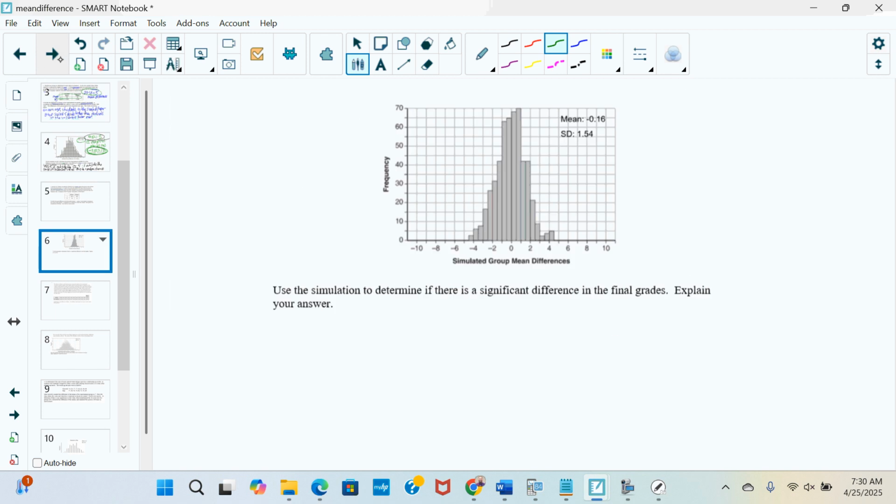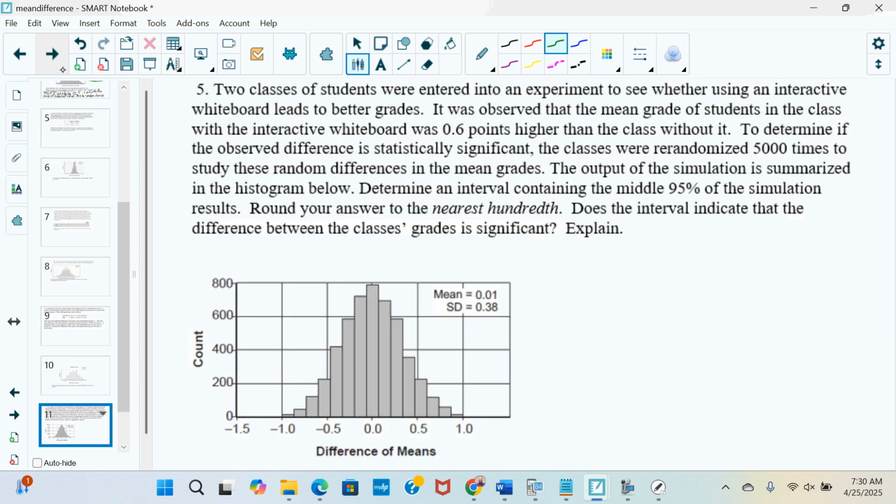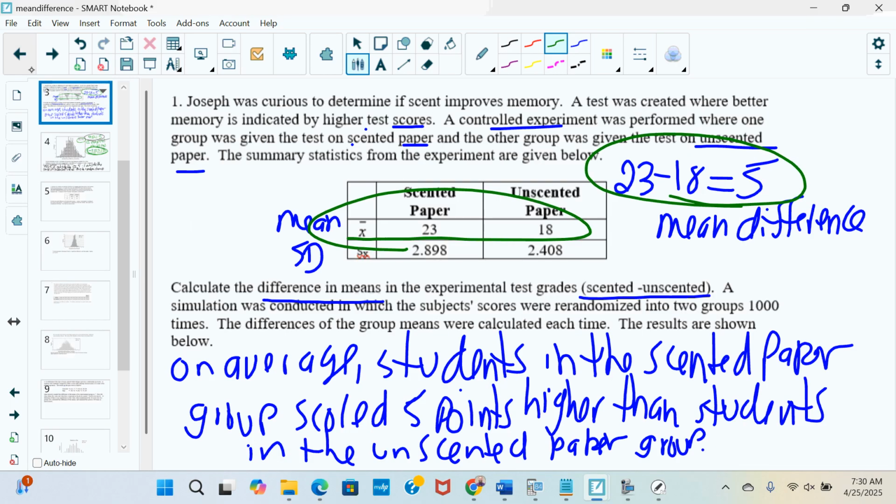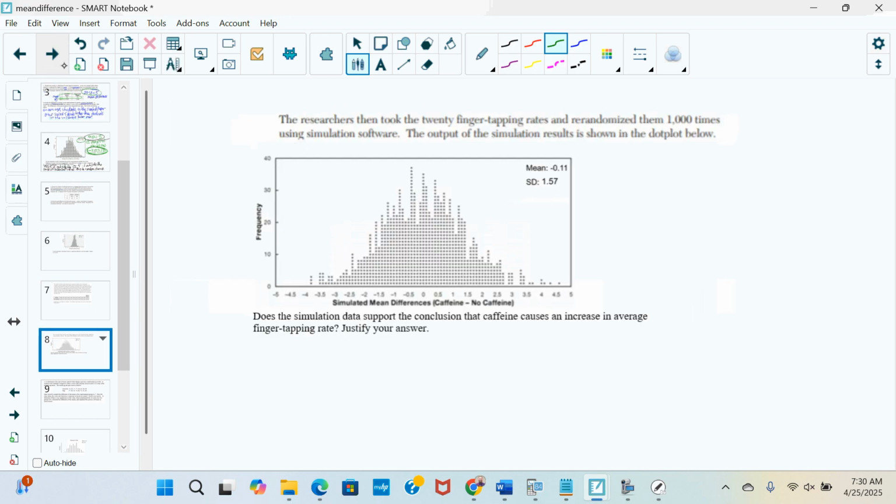If I take a look at number 5, I'm going to kind of skim it here. It was observed that the mean grade of the students in the class with the interactive whiteboard was 0.6 higher than the class without it. That's the mean difference. The mean difference is 0.6. So if they tell you the difference in the means, that's the mean difference. You don't have to subtract anything. If they give you the means, then you have to subtract them to find the mean difference. So sometimes you'll have to subtract them, and sometimes it'll just give it to you.